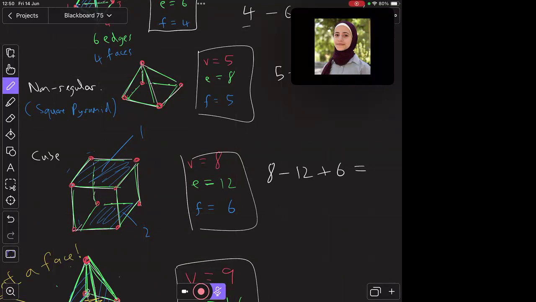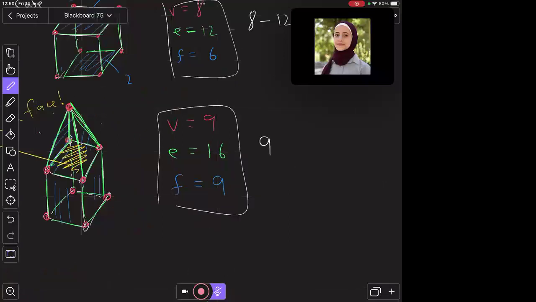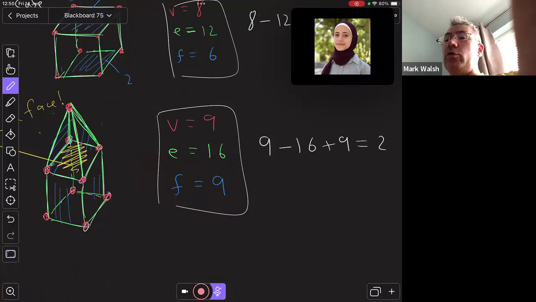Also 2. You're beginning to see a pattern here. What is it in this case? 9 minus 16 plus 9. It's also 2, right? Yes. In fact, it will always be 2.